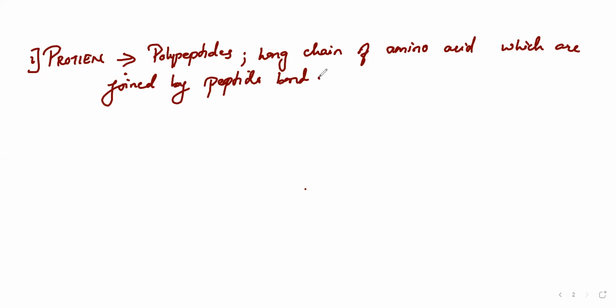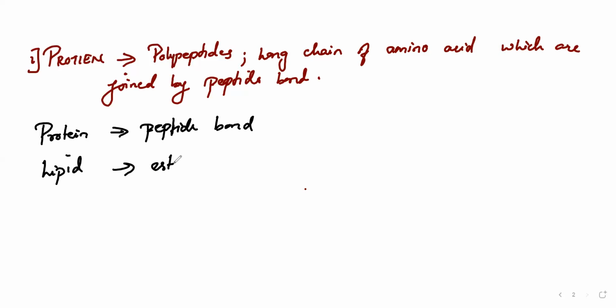Mostly each macromolecule has a type of bond which links the units together. For example, for protein, the bond name is peptide. If you take lipid, you have ester bonds or ester linkages. Then if you take carbohydrates, meaning the sugar units, the bond name will be glycosidic bond.